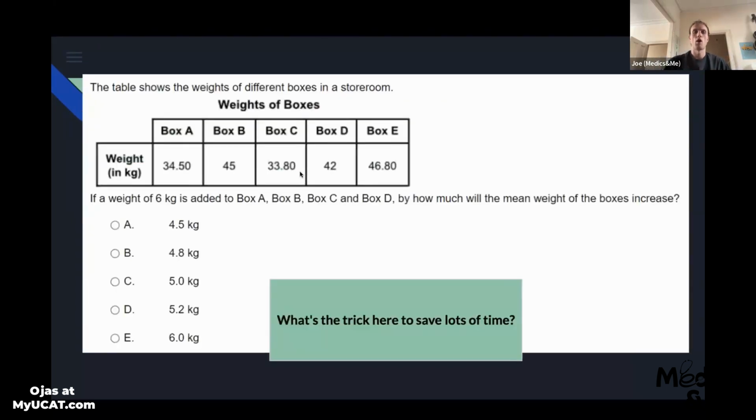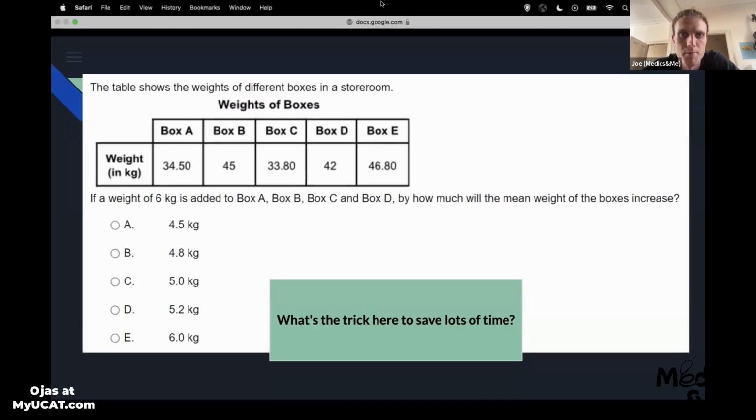So here we've got what could potentially be quite a tricky question. And we want to think about what is the trick here to save lots of time. So I'm going to give everyone a minute just to have an attempt at this question, read through it, and think about how you're going to approach this. Is there any way you can save yourself some time that you can notice when reading through the question, and maybe not do loads of working out? Just have a think.